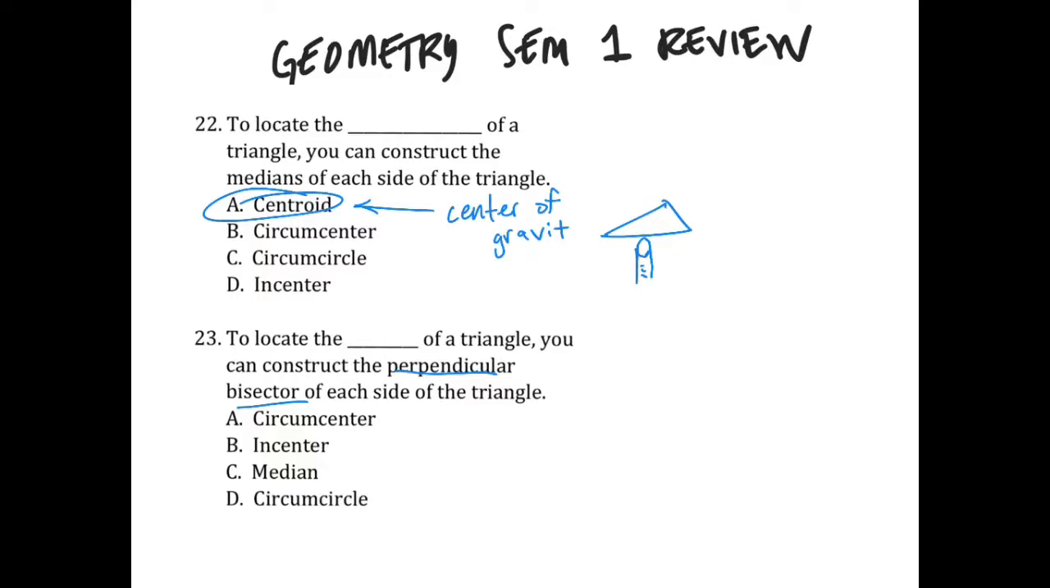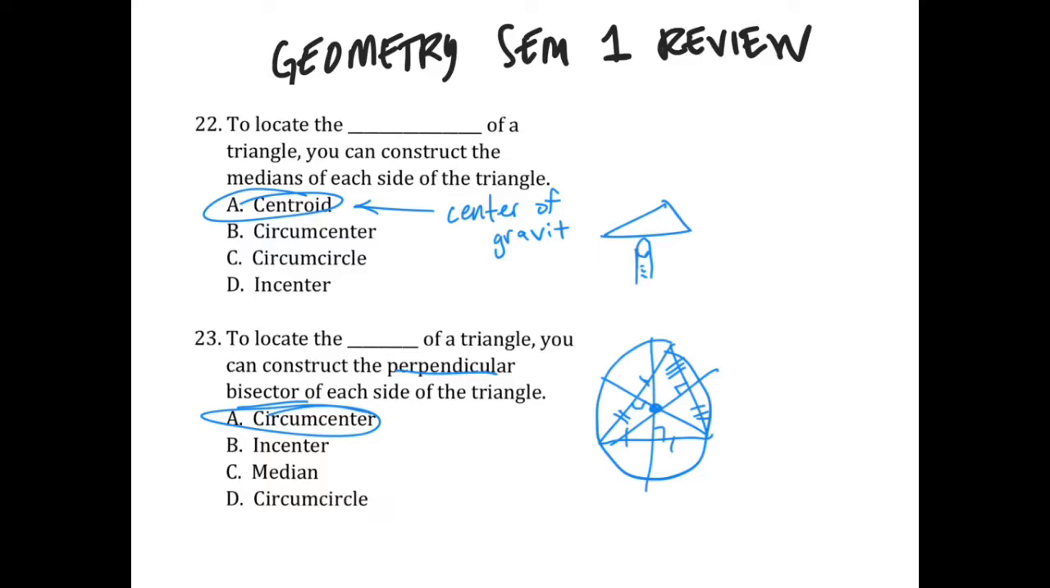Number 23, to locate the blank of a triangle, you can construct the perpendicular bisectors. So if I construct the perpendicular bisectors, that's going to give me the circumcenter. We learned that the circumcenter is not only the perpendicular bisectors' meeting place, it's perpendicular bisector, perpendicular bisector, perpendicular bisector. So it's not only where the perpendicular bisectors meet up, but it would also be the center of a circle circumscribed around that triangle.